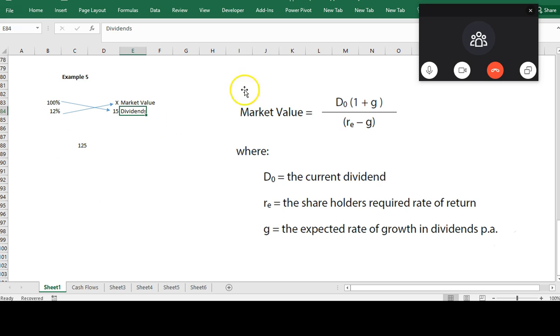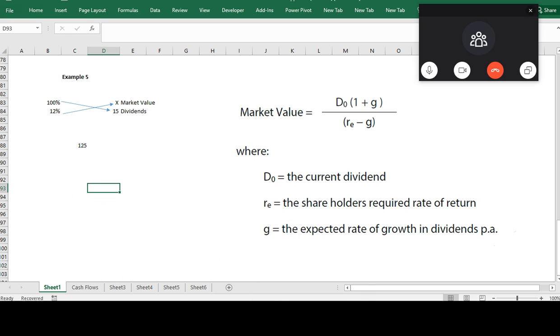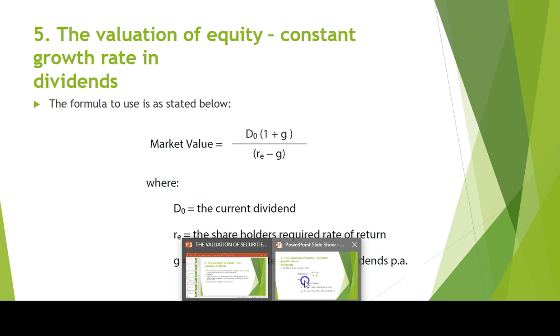Here we are trying to modify this, which is dividends over rate of return. So we are saying there is a constant dividend growth, and we have been given the rate. So let's factor it in there. But then down, let's remove the dividend growth. So if we come to now example 5, which we are going to do here together.